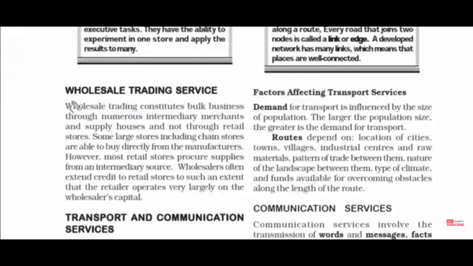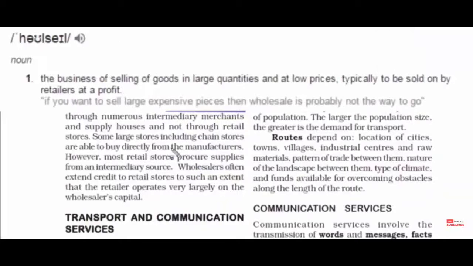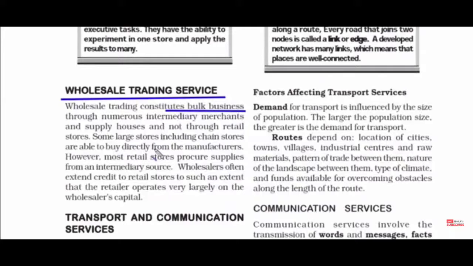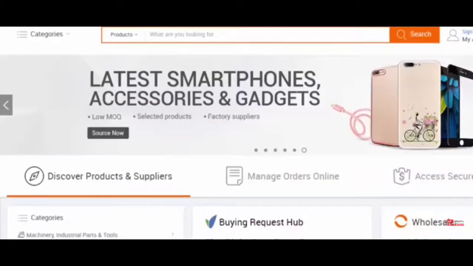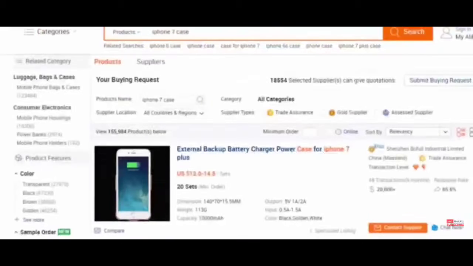Now the next one is wholesale trading service. Always remember, wholesale means bulk, where you have to buy products in bulk. You cannot buy a few units. It has to be a fairly large number of units, depending on the things that you're buying. A good example would be Alibaba.com. I don't know if you have heard about this or not. You can go to the website and check it. It's an online wholesale trading website.